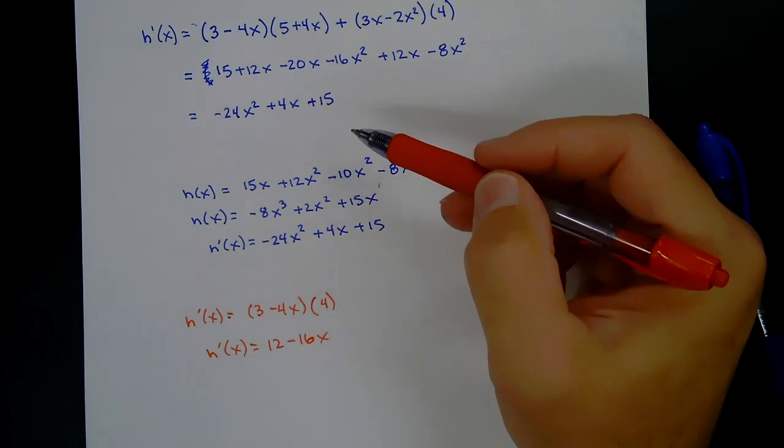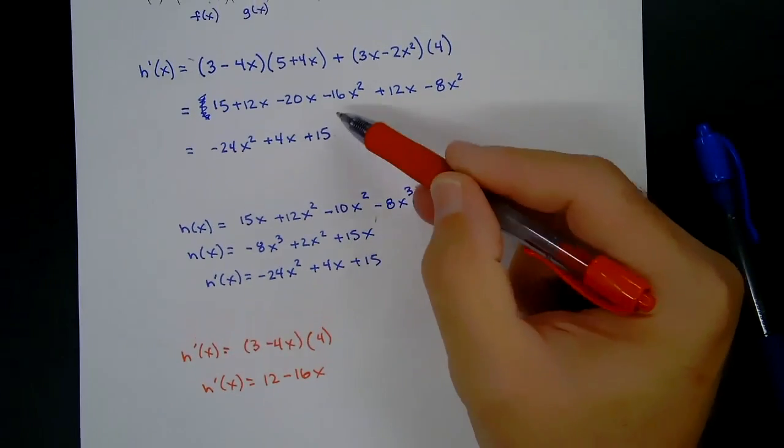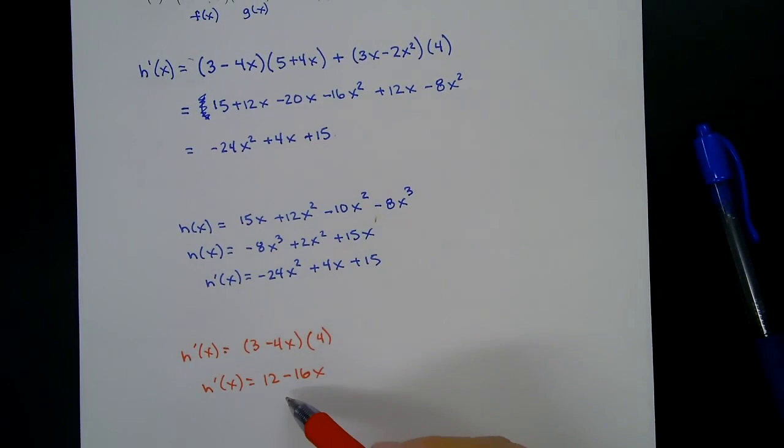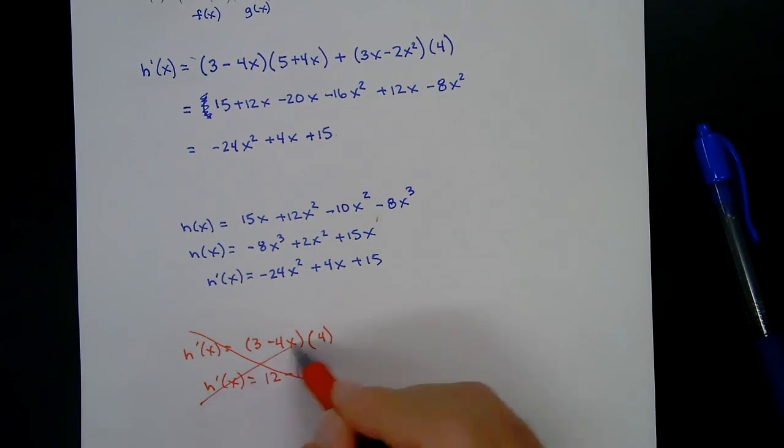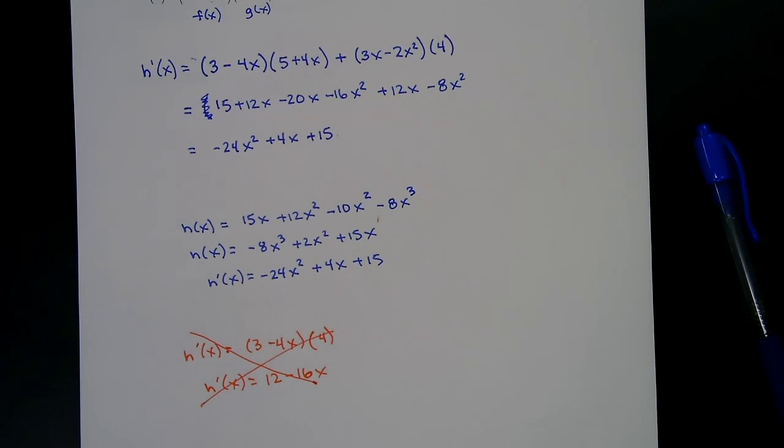Now, if you do it right, regardless of which method you use, we get the same answer, which means this does not work. Please do not take the derivative of the first times the derivative of the second. It does not work, okay? All right, so that's how you do the product rule.